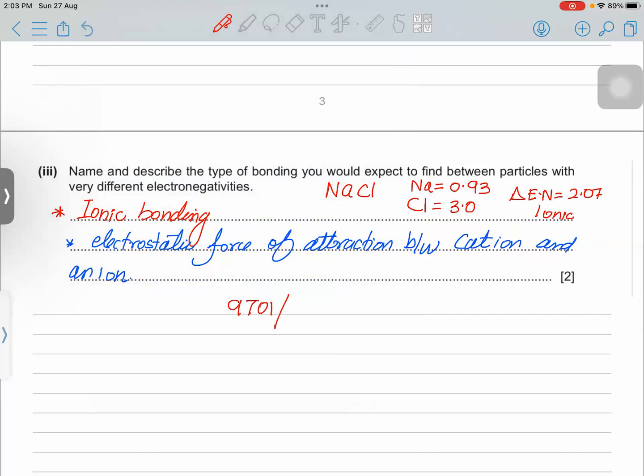9701, variant 22, February March 2023. Question number one.